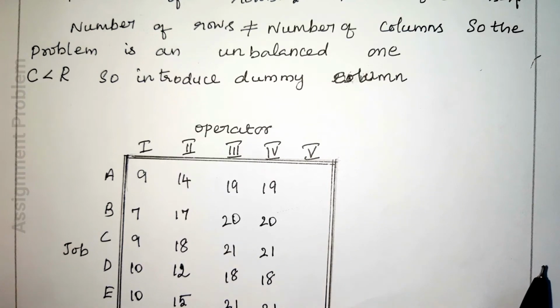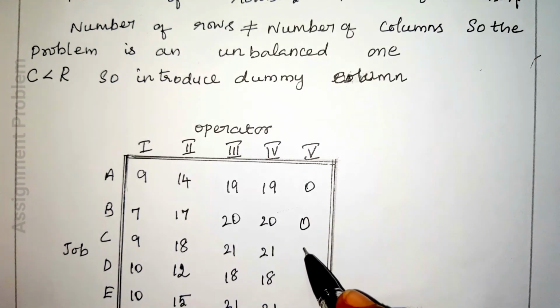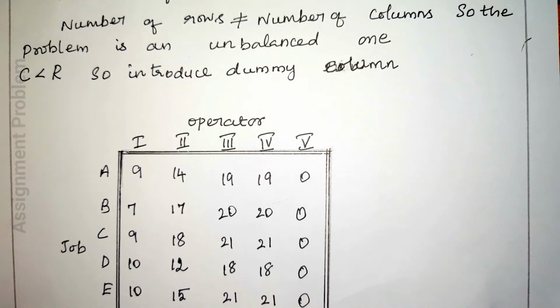Here we have to introduce one dummy column. The dummy column with 0 entries, that is 0, 0, 0, 0, 0. We want to make the number of jobs equal to the number of operators, so that we can assign each job to exactly one operator.